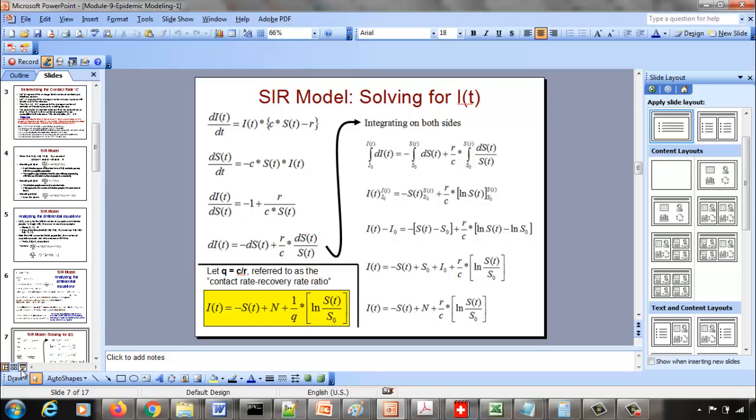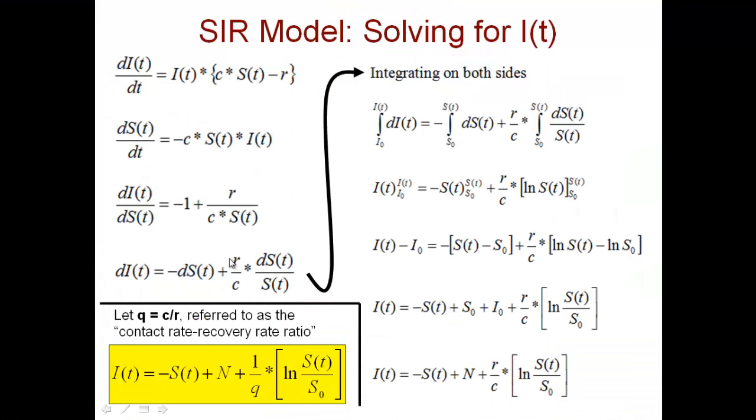Okay, so one thing I missed in the previous video is this. So we stopped at this equation. So I said I of t is now a function of s of t. Now it's not only a function of s of t, it depends on its ratio r over c. So we're going to define this ratio in this way.